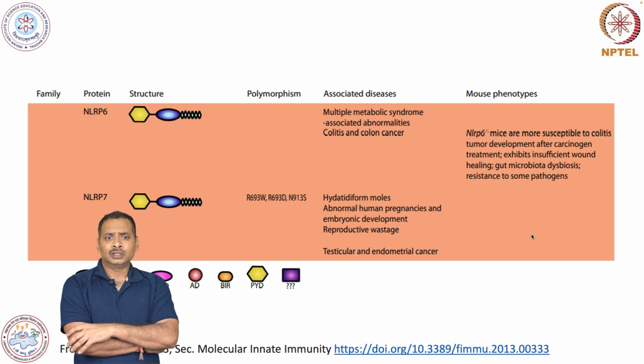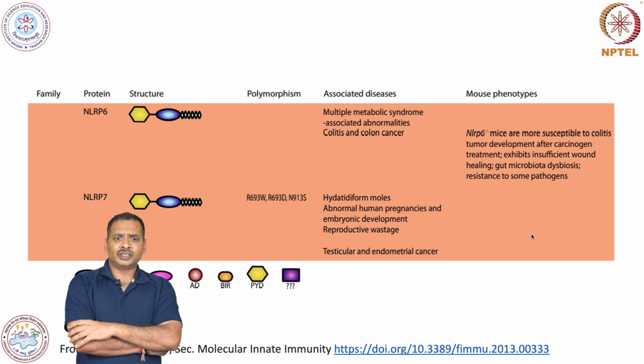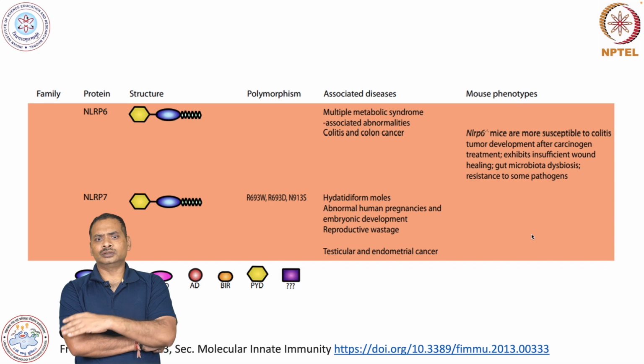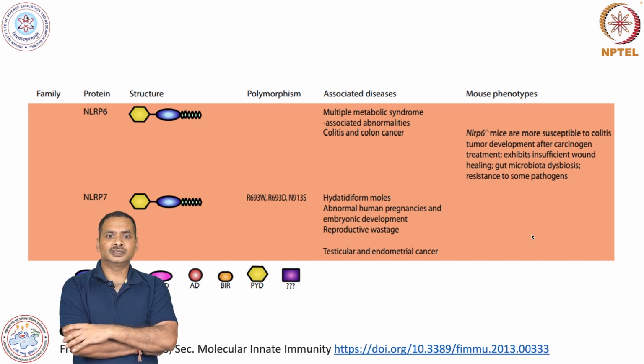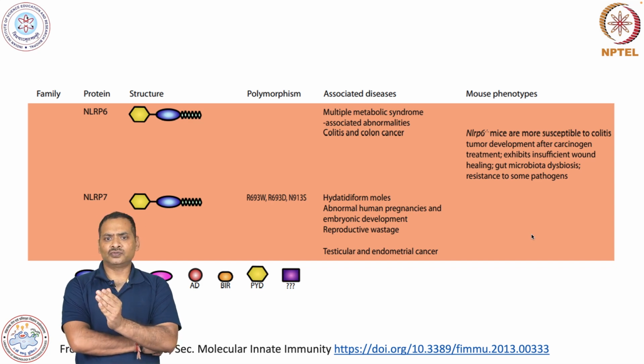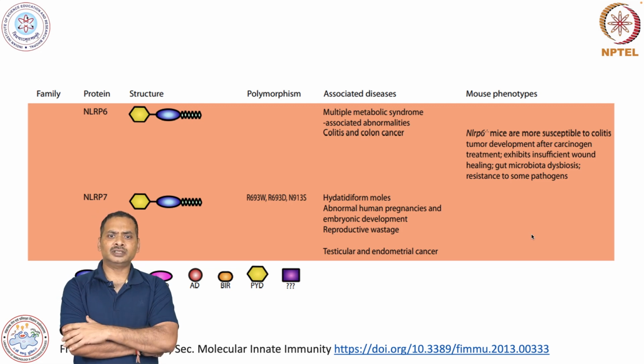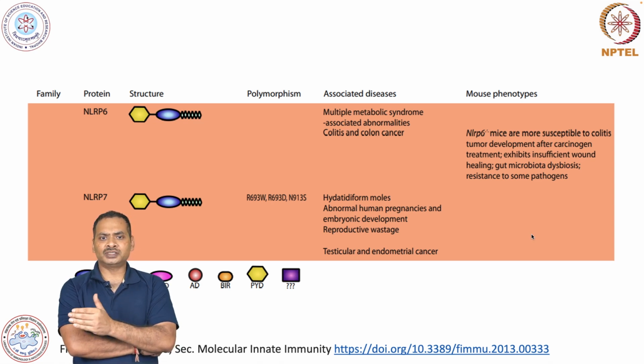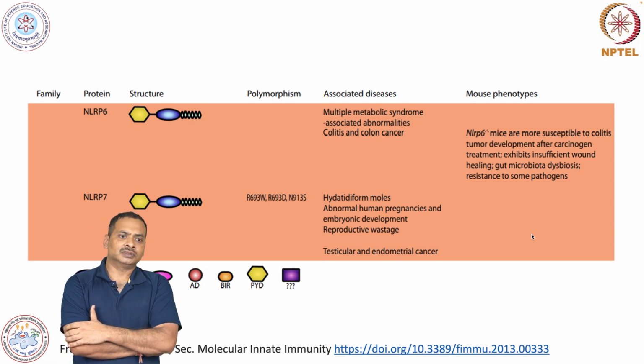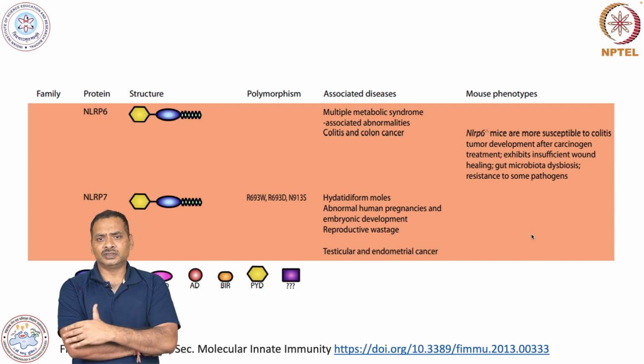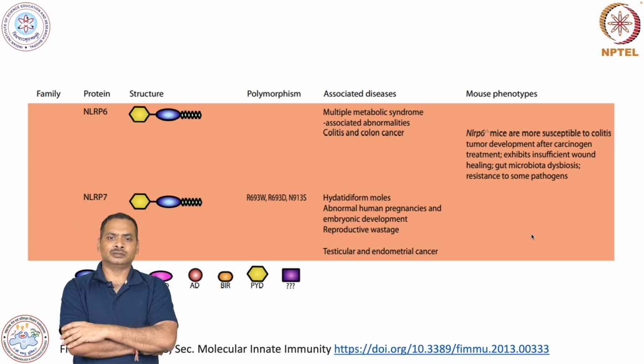Okay. Another is NLRP7, and it is also associated with some human diseases. These are hydatidiform moles, okay, abnormal human pregnancy and embryonic development, reproductive wastage, testicular and endometrial cancer. Okay. So, NLRP7 is also associated with various human problems or human diseases.